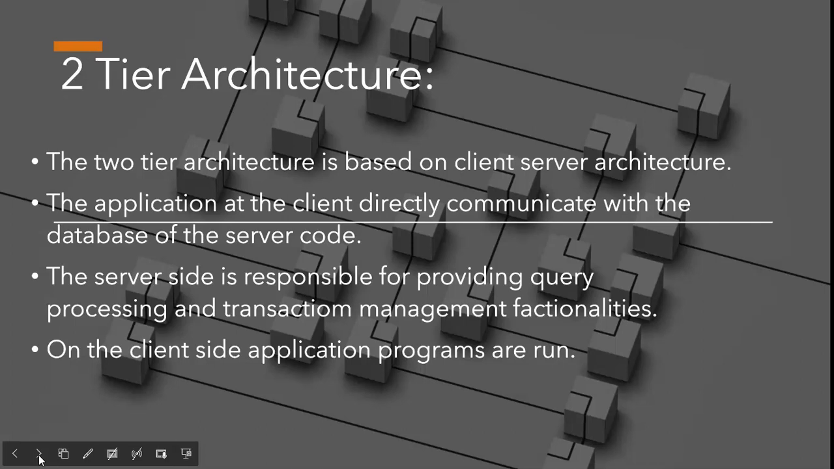The application at the client directly communicates with the database of the server code. So the server is responsible for providing query processing and transaction management functionalities. In the same way, the client-side application programs are run on the client side. And advantages of this type is that maintenance and understanding are easier and compatible with existing system. But it gives poor performance when there are large number of users. So to overcome this problem, we have a three-tier architecture.